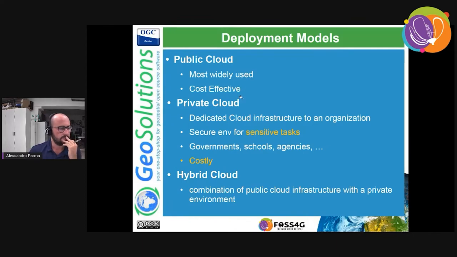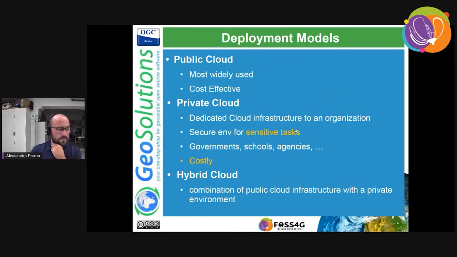Then we have private cloud. Private cloud is basically a dedicated cloud infrastructure for your organization or for yourself. It can be quite costly, and it's usually reserved to people working for government or schools or agency or other environments where you need absolutely secure environments and you're dealing sensitive data. So in the private cloud, you're isolated from other services. No other people is using the infrastructure. So it can be considered safer in terms of security and privacy.